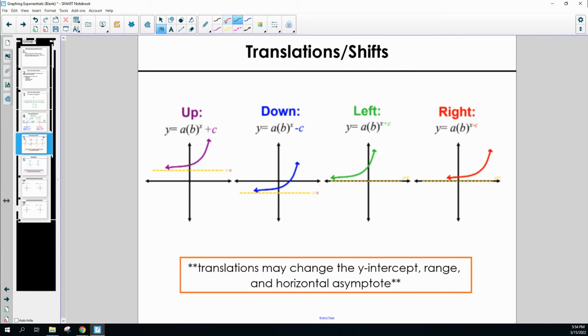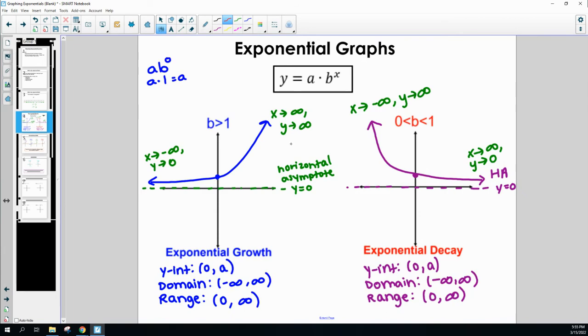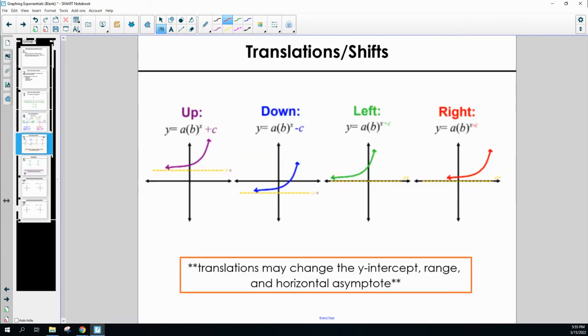So there's a little note down here, and this is very important. Translations may change the y-intercept, the range, and the horizontal asymptote. So the domain we said was the same for everything. Okay? But if I was to compare these original graphs with their transformations, some things have shifted. So we want to make sure that we understand what's actually moving. So first we're going to look at a translation up.